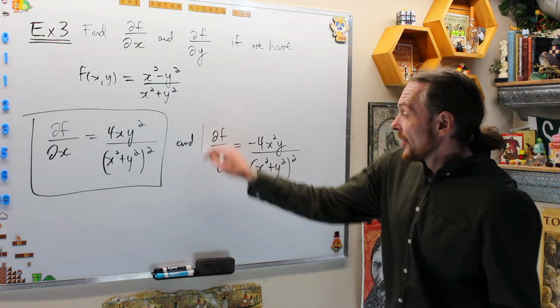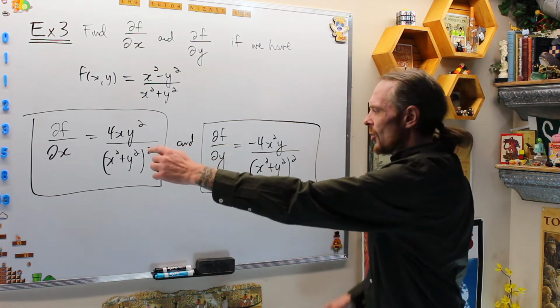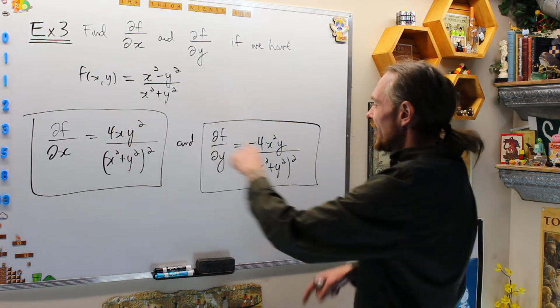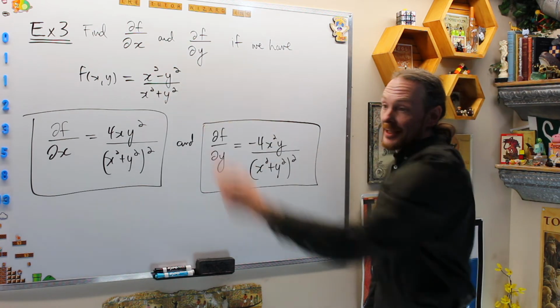And the partial derivative with respect to y is this guy. Notice that they sort of interchange roles. Here I had x and y squared, and here I have x squared and y, and we got a negative. y has a negative, x doesn't.